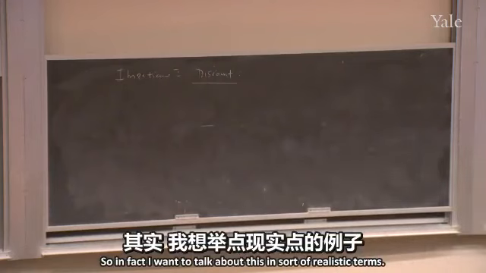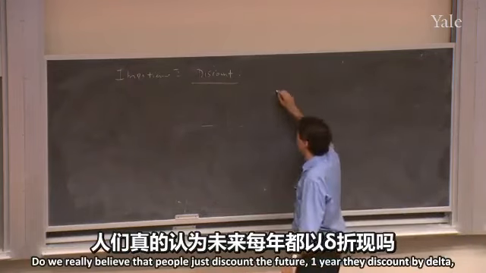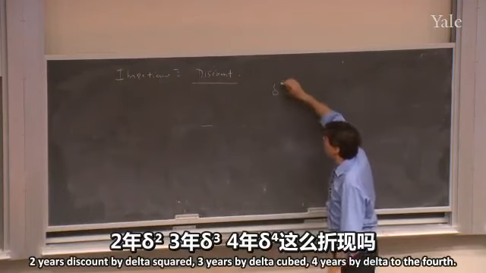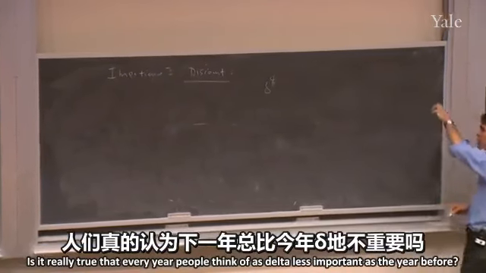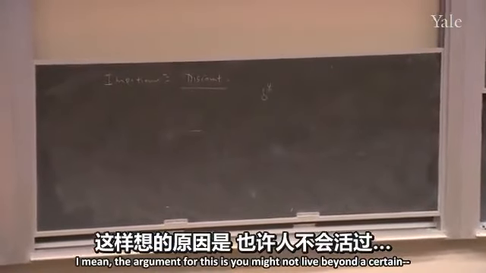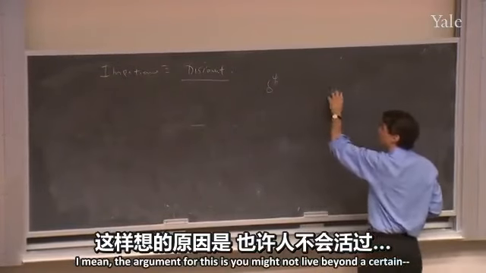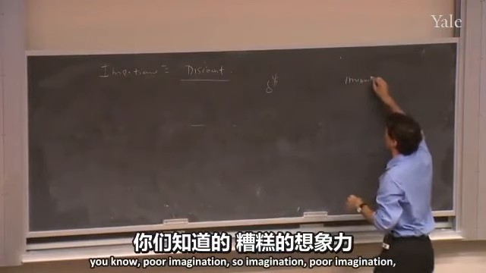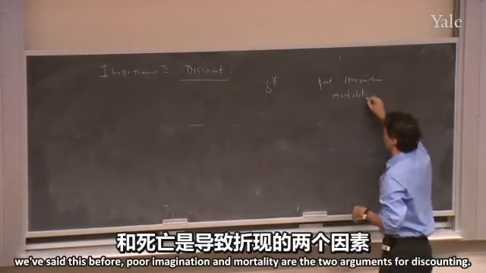So, in fact, I want to talk about this in realistic terms. Do we really believe that people just discount the future? That 1 year they discount by delta, 2 years by delta squared, 3 years by delta cubed, 4 years by delta to the fourth? Is it really true that every year people think of as delta less important than the year before? The arguments for that are, you might not live beyond a certain point, or poor imagination. Poor imagination and mortality, we've said this before, are the two arguments for discounting.